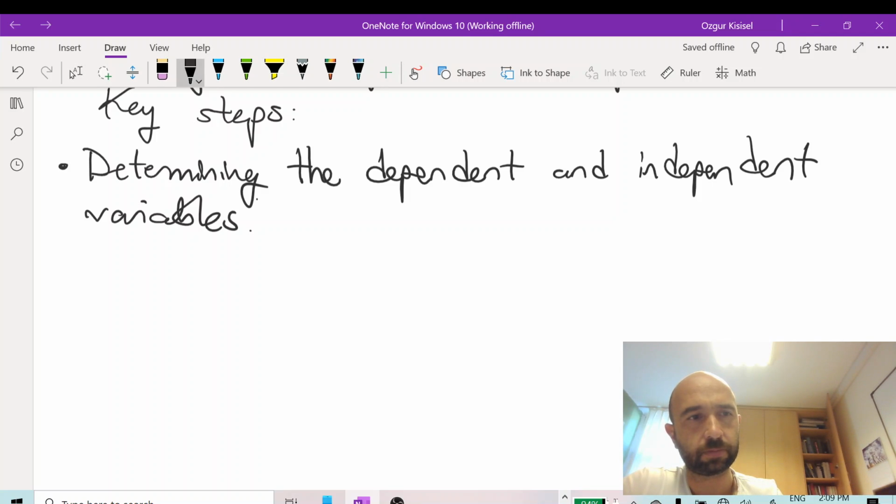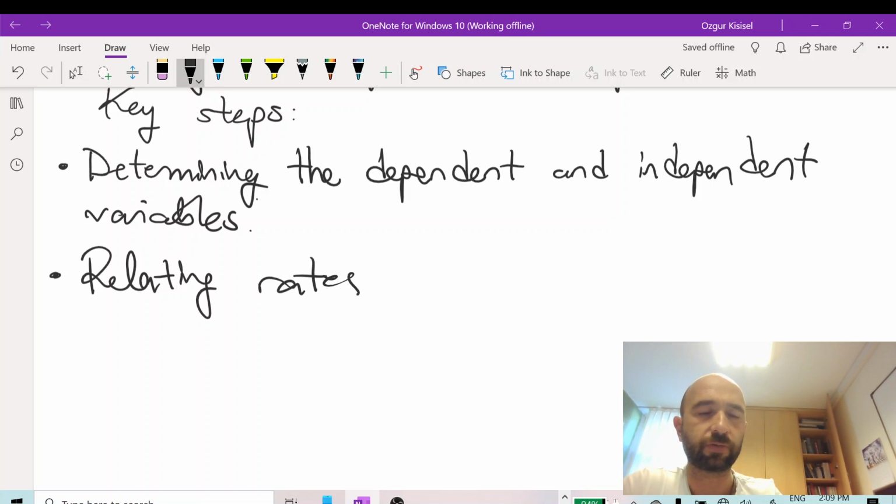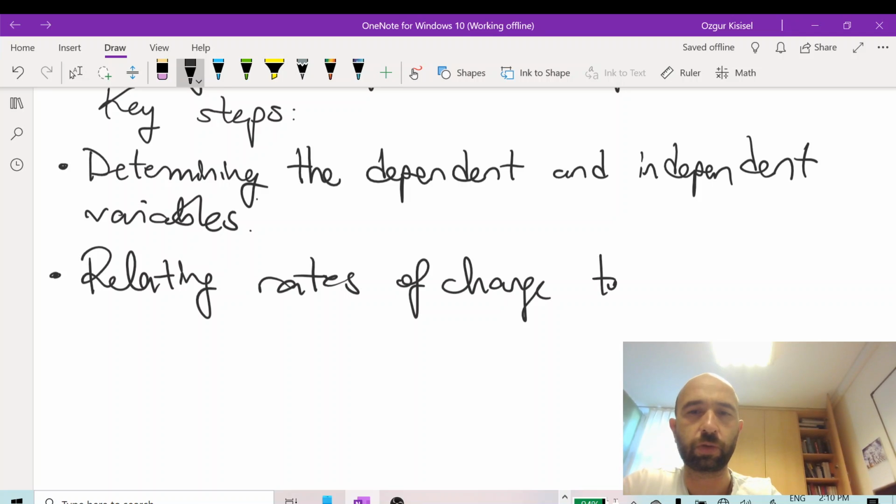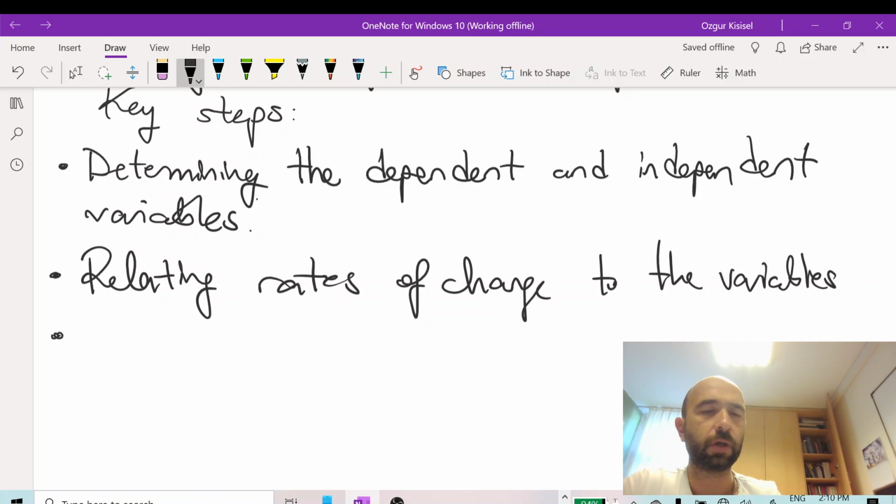Then we should understand the description that relates the rate of change in the problem to the other variables. So relating rates of change of the variables to the variables themselves. That's the step of writing the differential equation. And of course, you want to solve it, but let me not write that.